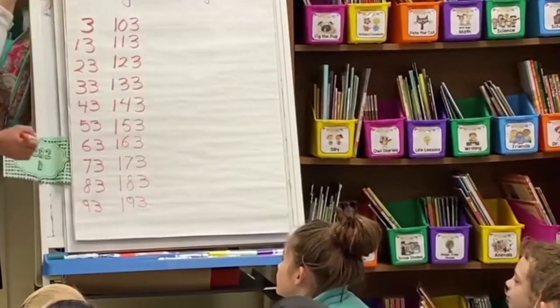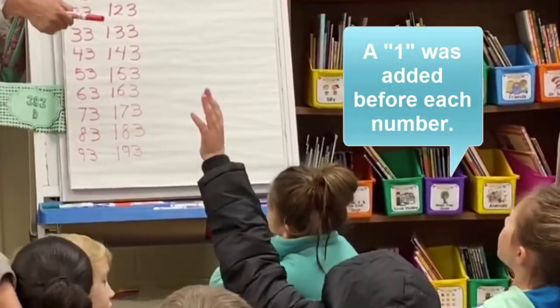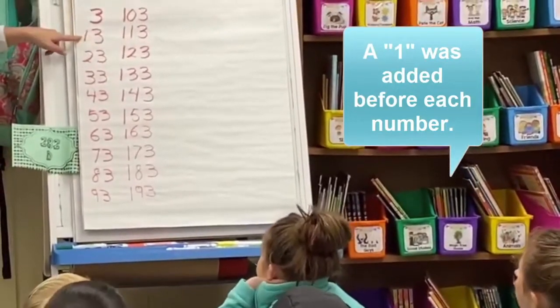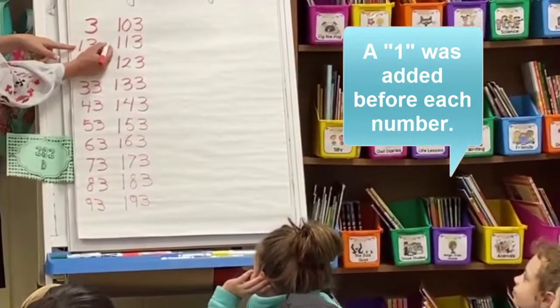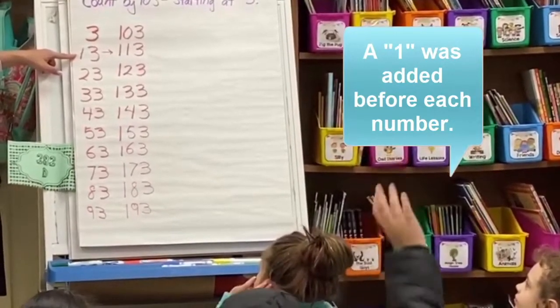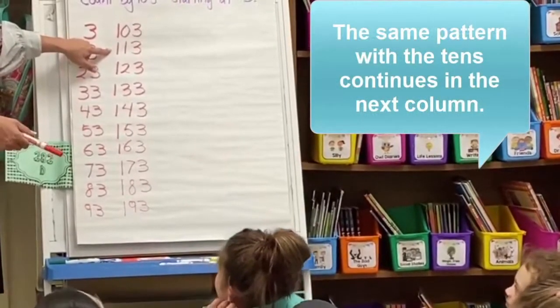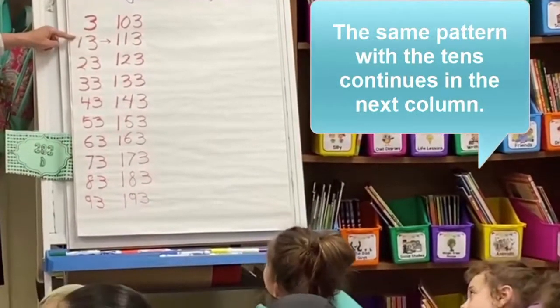133. Okay. What do you notice from this column to this column? How much bigger is this number than this one when we go this way? We added an extra one. What does that one mean, though? What do you think? I noticed the pattern.